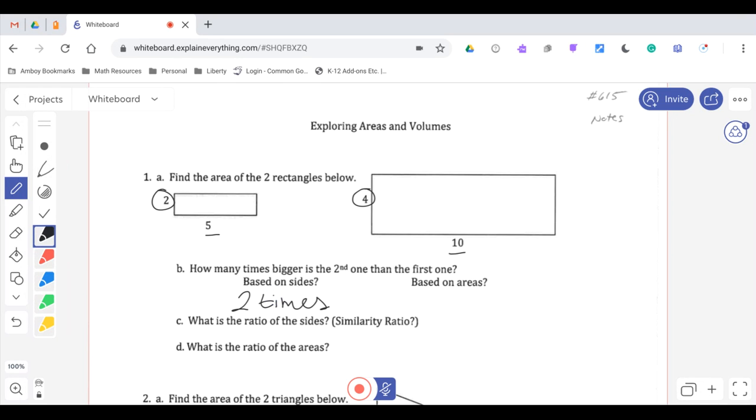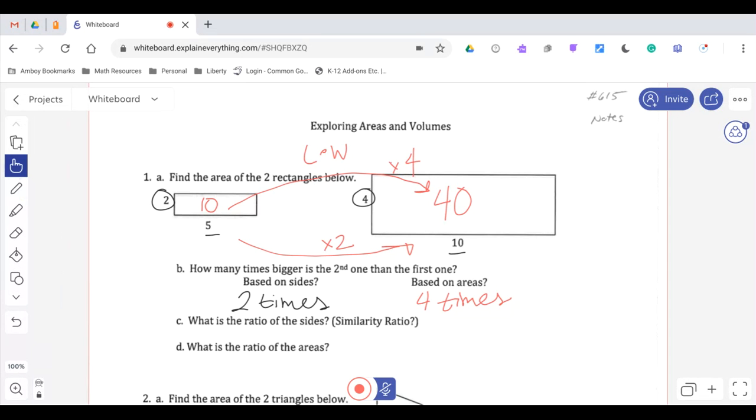Well, let's go ahead and actually answer that question of the area and see if there's something different. So remember the area of a rectangle, I'm just going to take the length times the width. So 2 times 5 gives me an area of 10. 4 times 10 gives me an area of 40. So to go from 5 to 10, we times by 2. But to go from 10 to 40, I have to times by 4. So based on the areas, they are 4 times bigger.